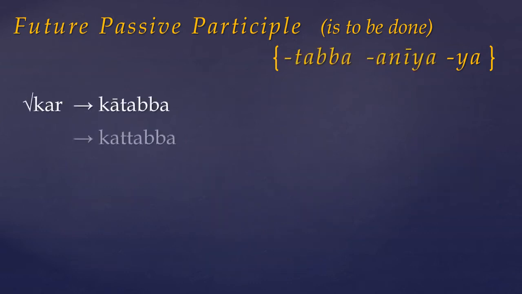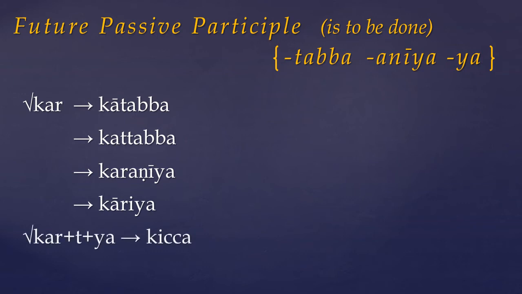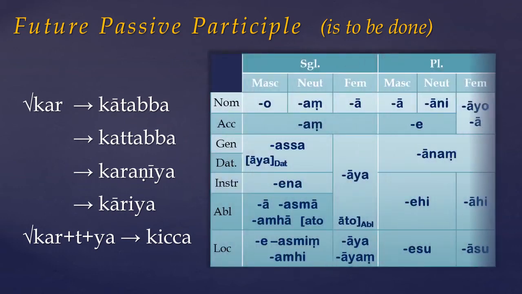So the result of all this is a wide range of alternative forms. The root kara, to do, even has a form with, I think, a t sound inserted, resulting in kicca. And I should stress I am simplifying a lot here. The point is really to be able to recognise these forms rather than to be able to derive them. And these then all decline, like a-stem nouns, to agree with their subject, like a participle. Let's move on now and look at how the future passive participle is used.